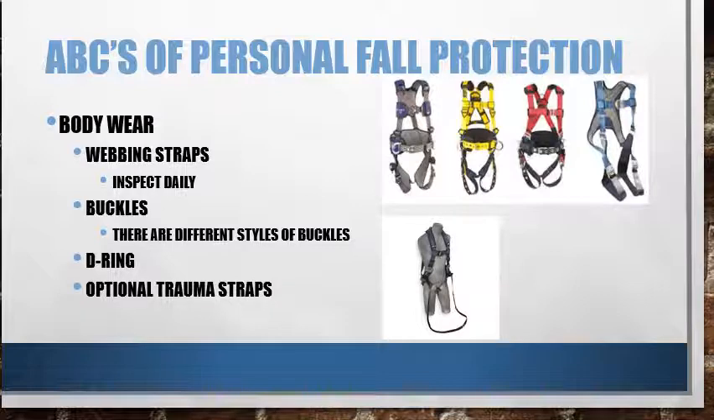Next is bodywear. You have webbing and straps, which should be inspected daily, and then there are buckles, which are used to get in and out of the bodywear. There are different types of buckles, so know the buckles that you're using and how to secure them properly, snugly, and safely. There's the D-ring, which is where your harness connects.